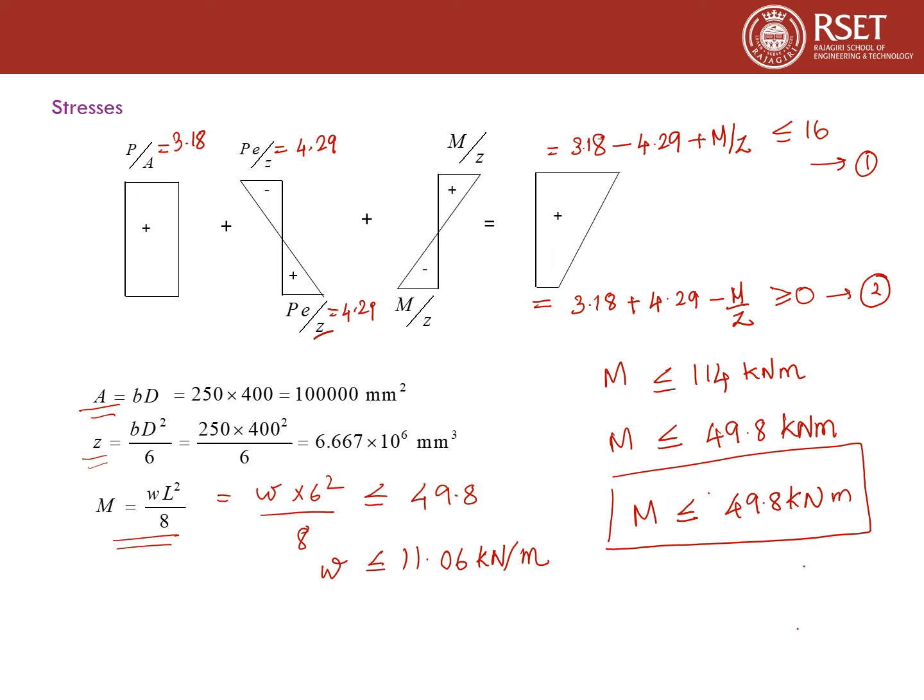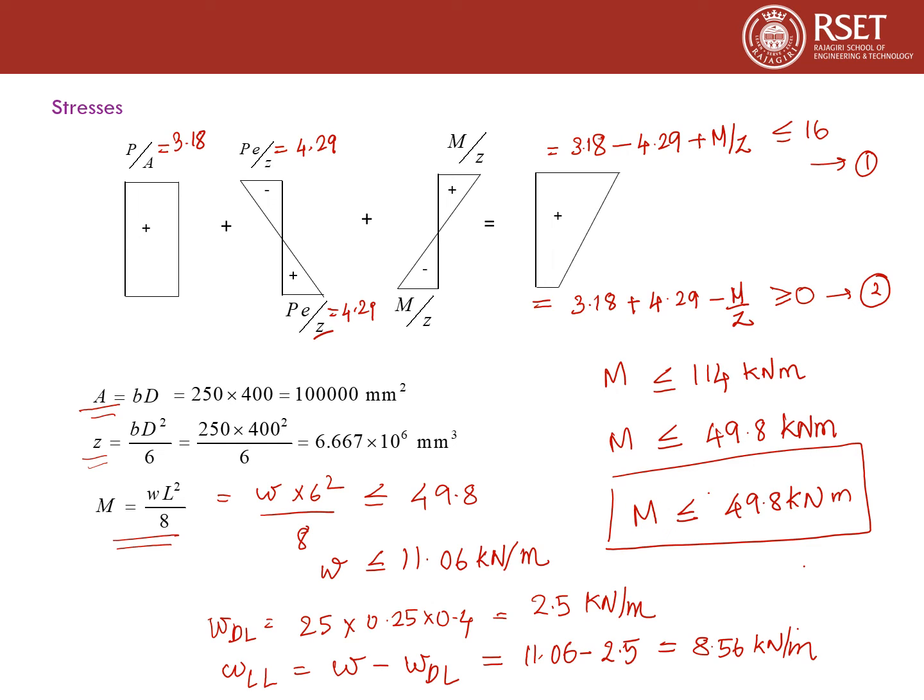Now this includes the dead load also. The question is to find the safe live load. So dead load we can calculate as 25, unit weight of concrete, into the cross-sectional area, that is 0.25 into 0.4. That comes to 2.5 kilonewton per meter. So the live load can be calculated. Live load will be equal to the total load minus the dead load. So that comes to 8.56 kilonewton per meter.